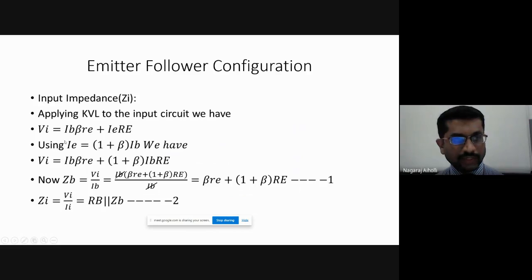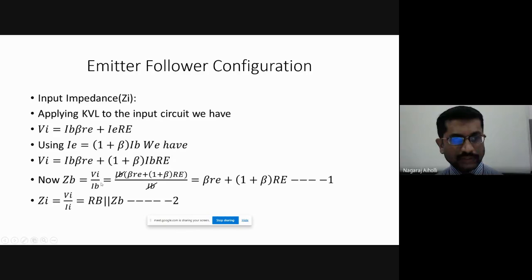then we have Vi is equal to IB into beta RE plus IE, where IE is 1 plus beta into IB, into capital RE. Therefore, the equation is Vi is equal to IB into beta RE, with IE replaced by 1 plus beta IB into RE.